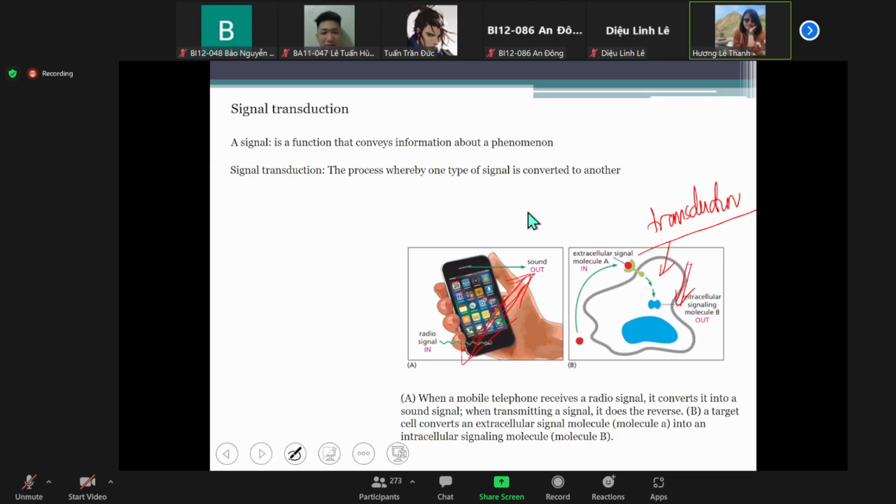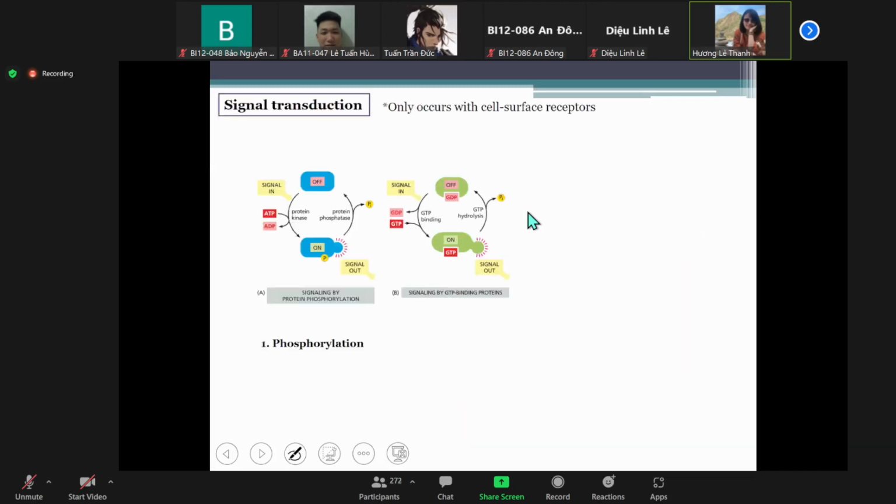For signal transduction, we have several cases. Mostly it occurs with the cell surface receptor, while a receptor inside a cell can bring these ligands directly to the DNA, in the nucleus. Signal transduction occurs only with the cell surface receptor. So how can it occur?